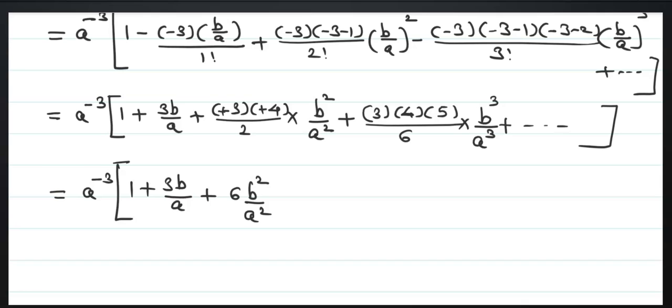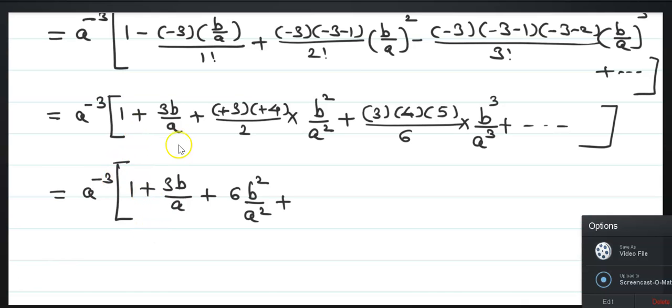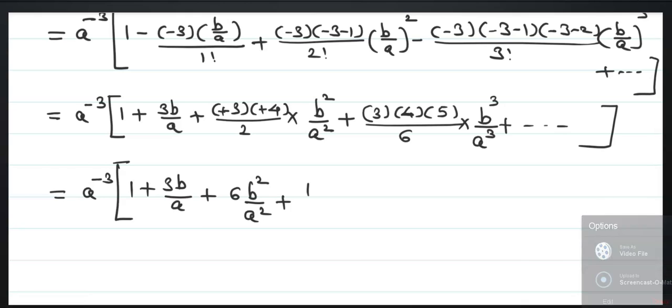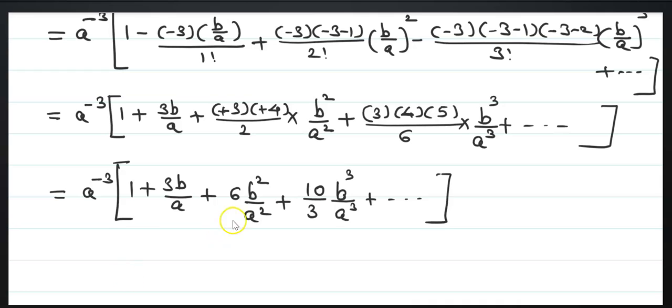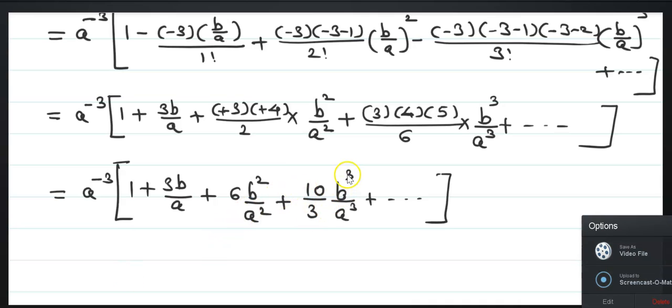Now see this here. The first term is as it is. Second is 3b upon a plus 12 upon 2, that is 6 b square upon a square plus 10 upon 3 b cube upon a cube plus and so on.